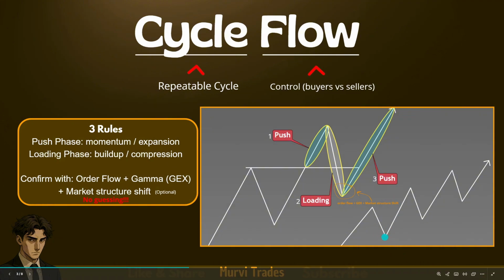Here the same thing. This is where I want to take my trade. Here also the same, and here also the same, because we know the probability of breaking this swing high in an uptrend is very high. So this is what cycle flow is in a simple way.